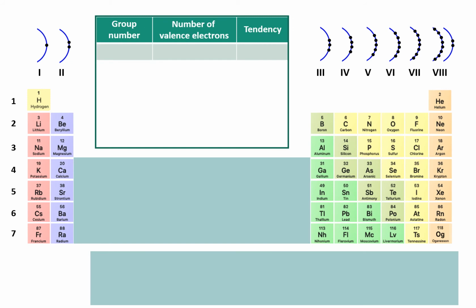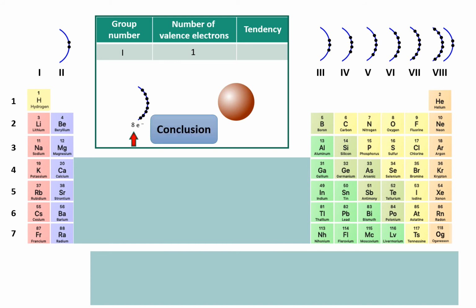An atom in group 1 has 1 valence electron. It can gain stability by losing its 1 electron to another atom or by gaining 7. The tendency is to lose 1 because less energy is involved.